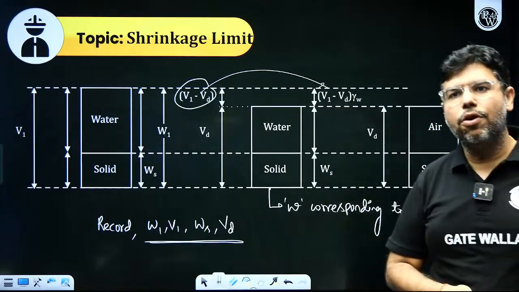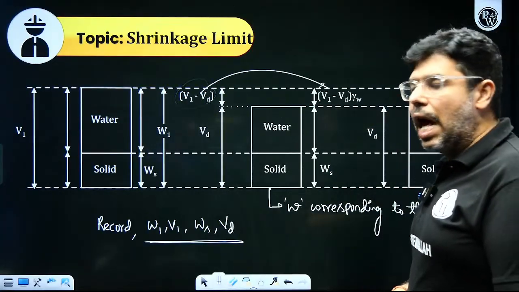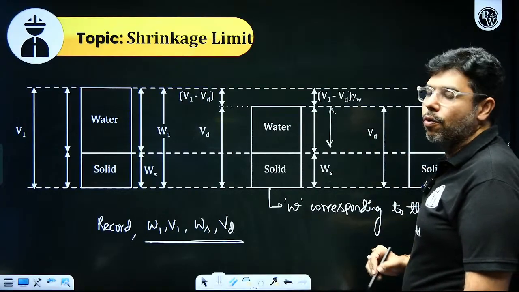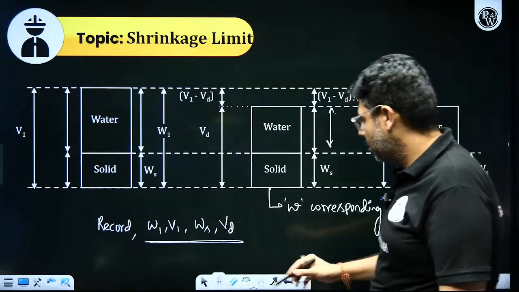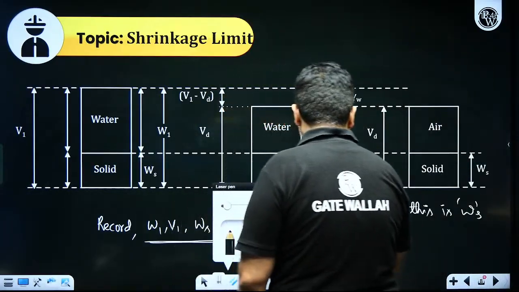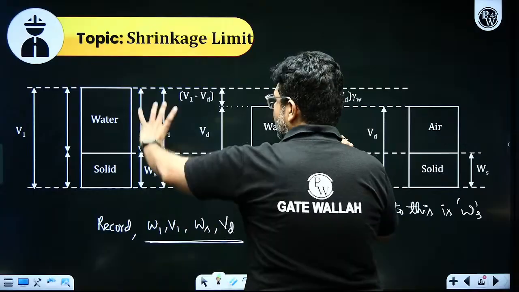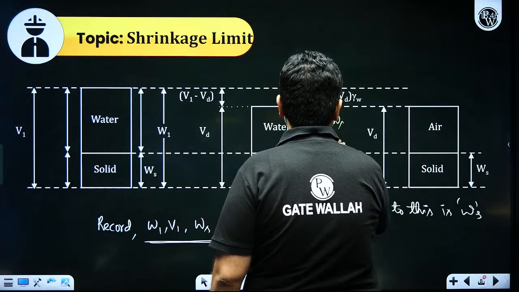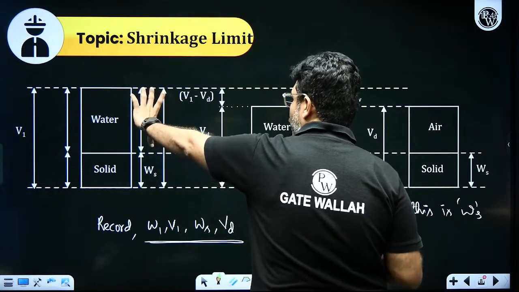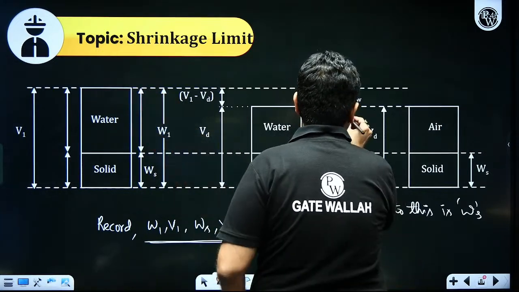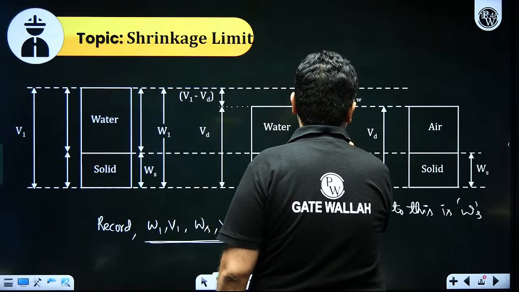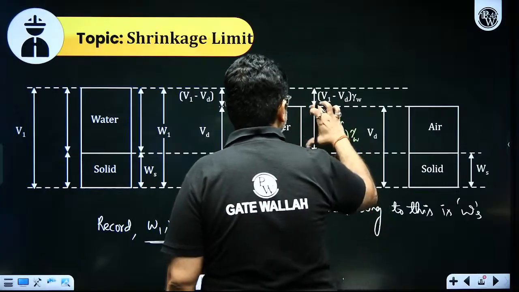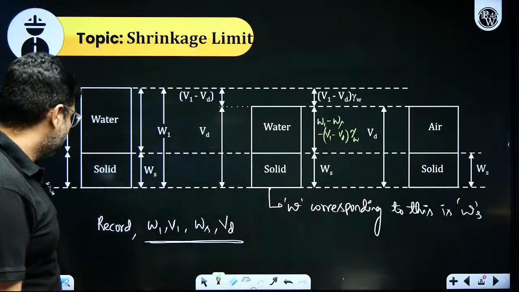Phase diagram I have already taught you. Now, we have to find out the weight of water here. How will I find out the weight of water? Very simple. What will be the weight of water in this condition? It will be W1 minus Ws, the total weight of water, minus (V1 minus Vd) gamma W. This will be the weight of water and it is done.